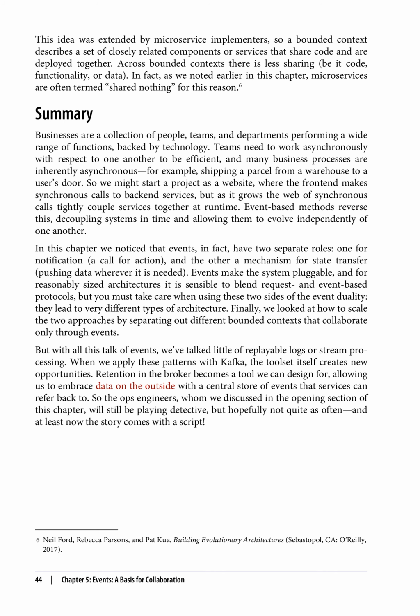In this chapter we noticed that events, in fact, have two separate roles, one for notification, a call for action, and the other a mechanism for state transfer, pushing data wherever it is needed. Events make the system pluggable, and for reasonably sized architectures it is sensible to blend request and event-based protocols, but you must take care when using these two sides of the event duality, as they lead to very different types of architecture. Finally, we looked at how to scale the two approaches by separating out different bounded contexts that collaborate only through events.